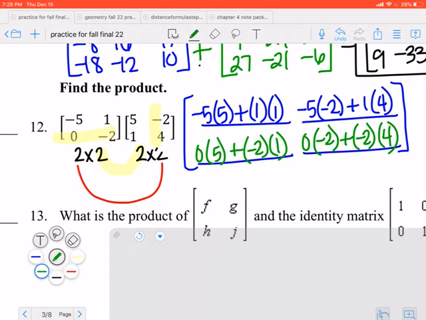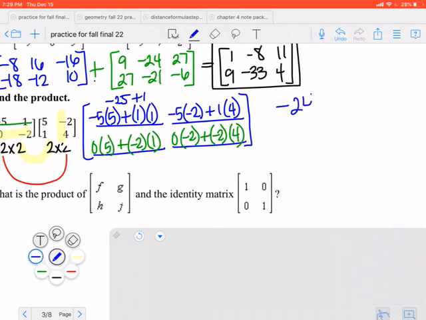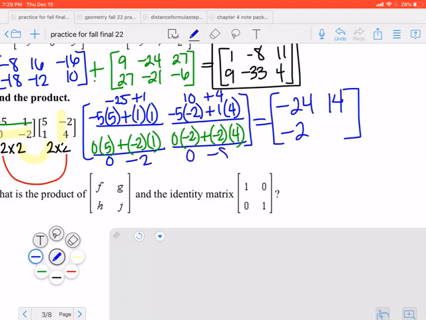I'm just checking my math. I think it all looks good. Hopefully I didn't make a mistake. Now just doing the math. -25 plus 1 is -24. 10 plus 4 is 14. 0 minus 2 is -2. 0 minus 8 is -8. And there we go.